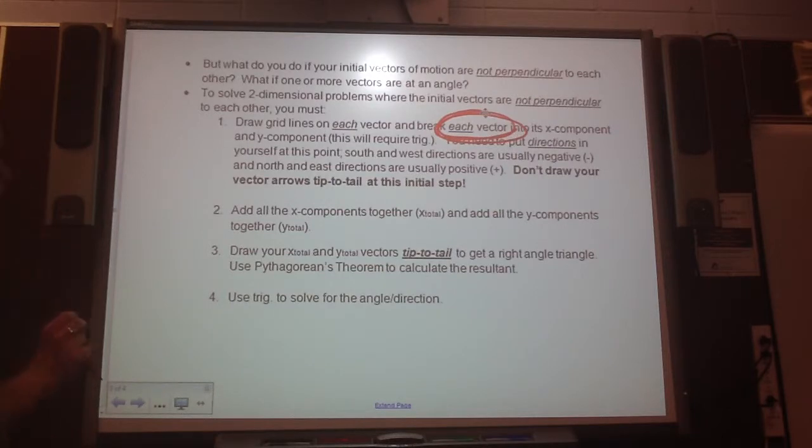You need to put directions in yourself. South and west directions, we know, are usually negative, and north and east are usually positive. Don't draw your vectors tip to tail for this initial step, okay? Then you add all the x components together and all the y components together. Then draw your x and your y vectors tip to tail to get a right angled triangle. Then you can use Pythagoras' theorem and our trig.